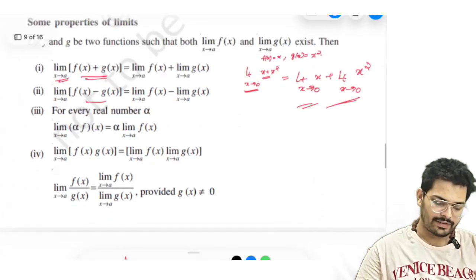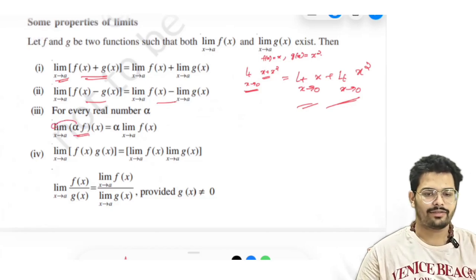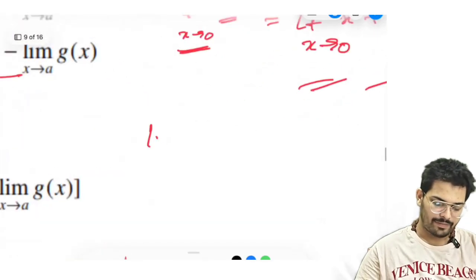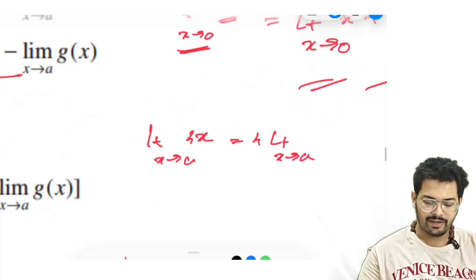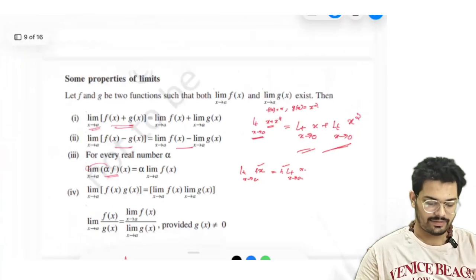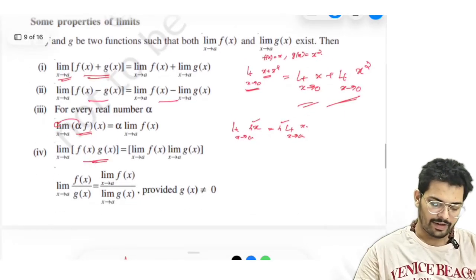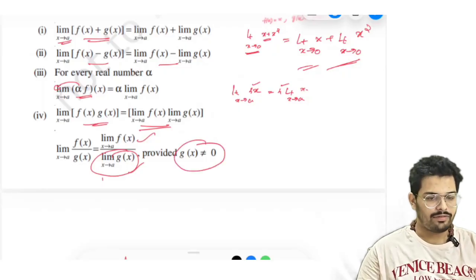And if it is subtraction, you can split it. If it is a constant times f of x, you can take that constant outside. For example, the limit as x tends to a value of 4x, then you can say 4 times the limit as x tends to that value of x, which means from the function you can take the constant outside. And when you multiply, you can multiply the limits. When you divide, you can divide the limits, provided that the denominator is not equal to 0.